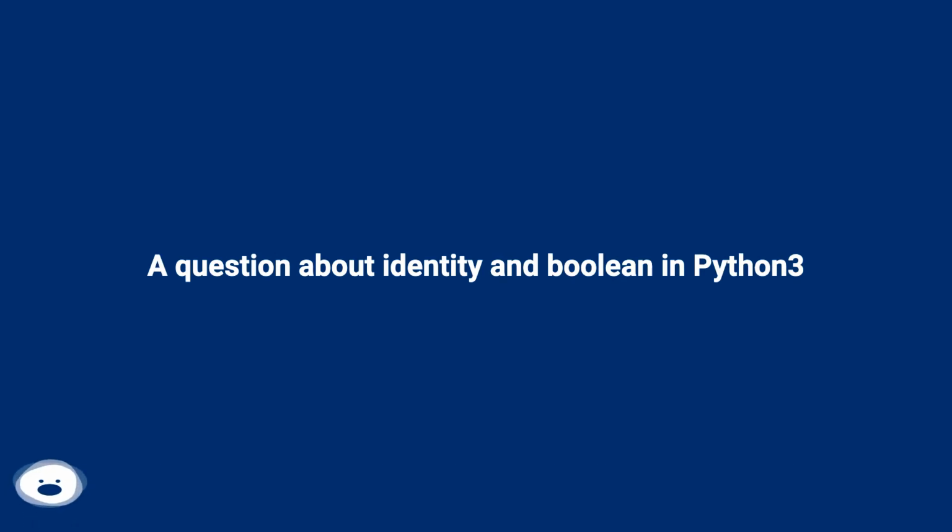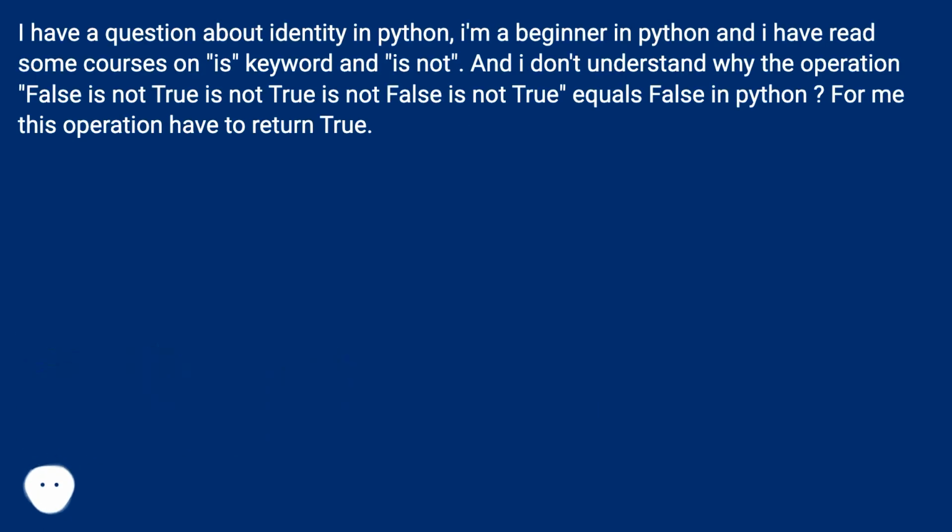A question about identity and Boolean in Python 3. I have a question about identity in Python. I'm a beginner in Python, and I have read some courses on the is keyword and is not. I don't understand why the operation False is not True is not True is not False is not True equals False in Python. For me this operation has to return True.